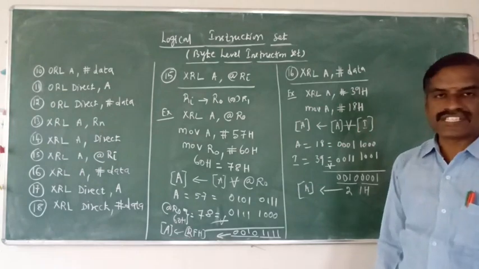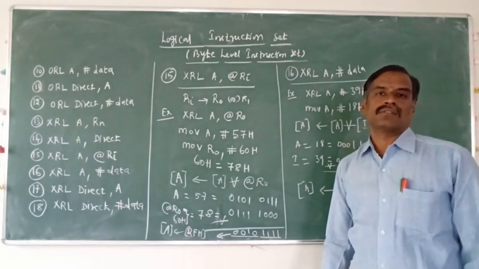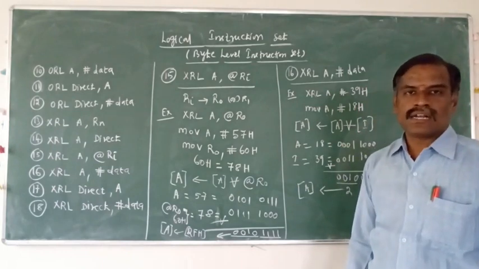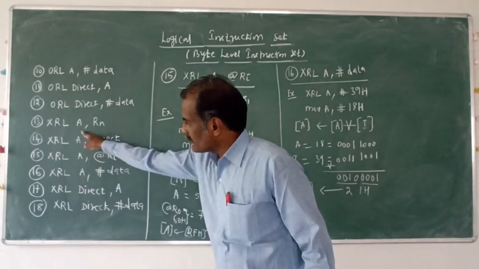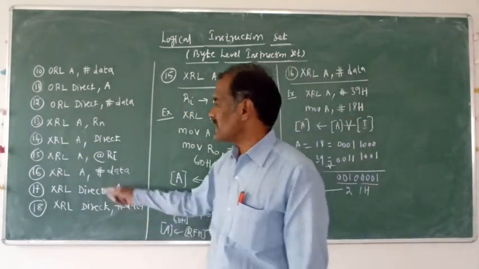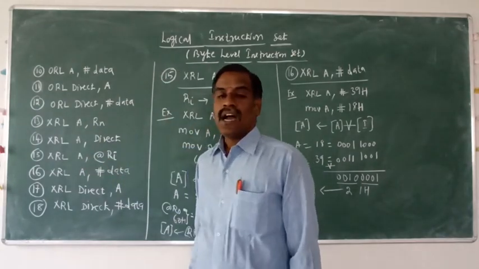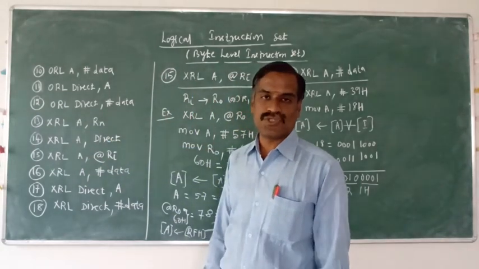All the four instructions, exclusive OR, here the destination will be the A register. In all the four instructions the destination will be the accumulator and the source data will be in different addressing modes.